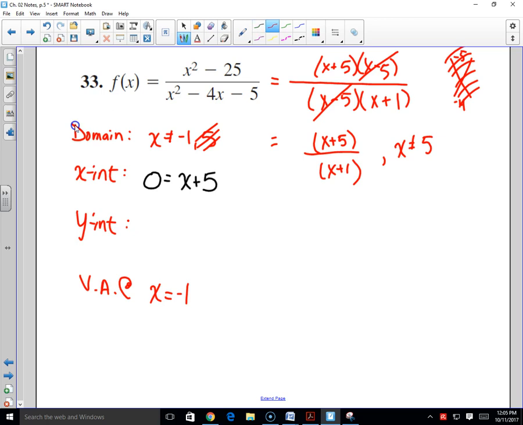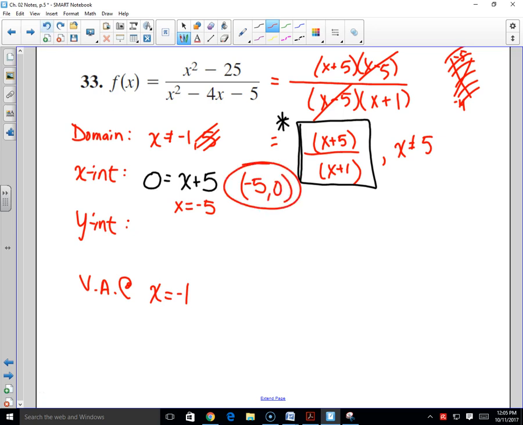Now guys, why am I just writing x plus 5 when the numerator was x squared minus 25? Because the x minus 5 canceled? Yeah. I'm looking at the simplified one for the remainder of the problem. So if I set this equal to 0, the x plus 1 multiplies up and disappears, I get x equals -5. So I have the point negative 5, 0.